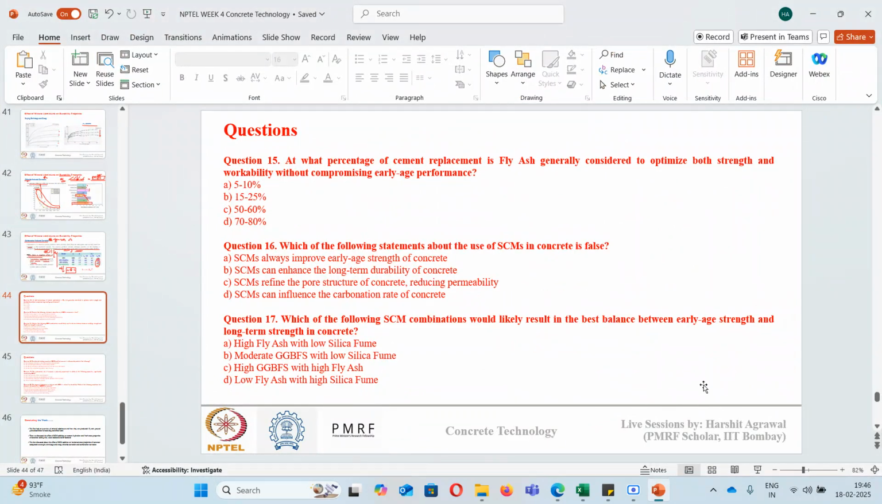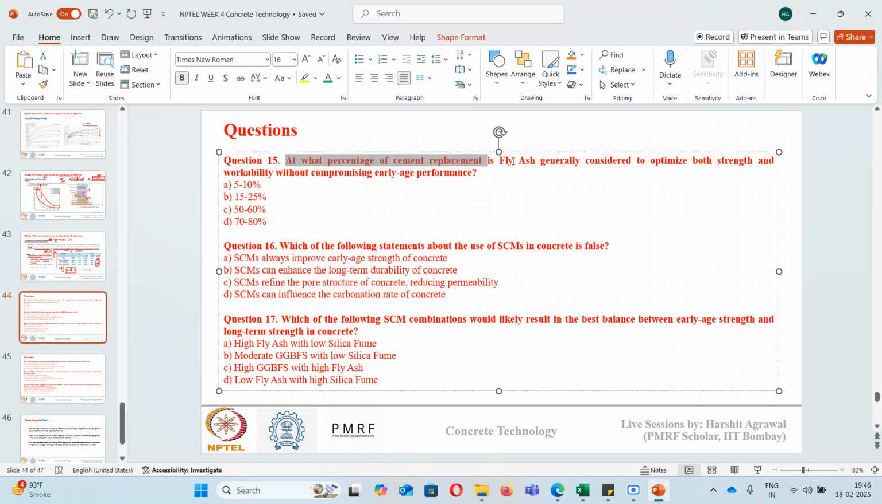Okay, let's see the answer for these three questions now. First, at what percentage replacement of cement is fly ash generally considered to optimize both strength and workability? So, the answer is 15 to 25%. As I have told earlier, up till a certain replacement percent only, an SCM will show its positive effect, because a certain amount of CH should be released from OPC for SCM to react. If you have a higher proportion of SCM, maybe there is not much CH available for SCM to react, so SCM won't show any effect. So for fly ash, the optimum replacement percent comes out in the range of 15 to 25.